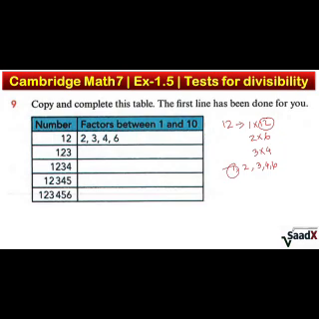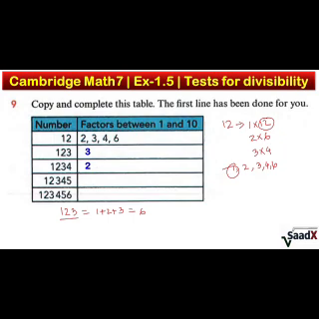Now, what about 123? Once we make a digit summation, 1 plus 2 plus 3 is equal to 6. 6 can be divided by 3, so 123 can also be divided by 3. But 2 is not possible. Why not 2? Because this is an odd number. 4 is not possible because the last two digits should be divisible by 4. 23 is an odd number, so it's not possible. 5, 6, 7, 8, 9, 10 are not possible. So here is only 3.